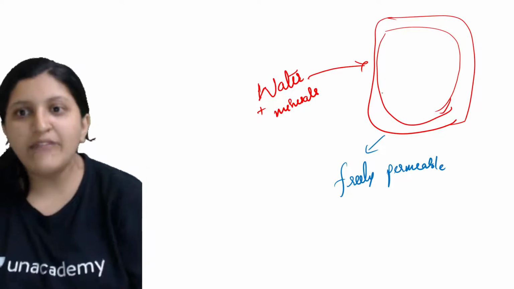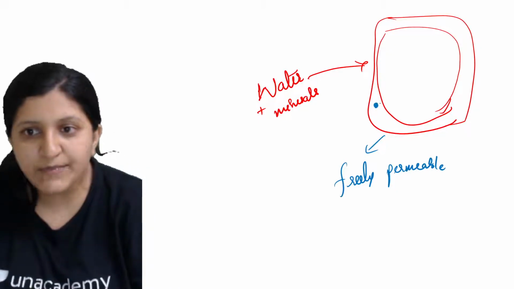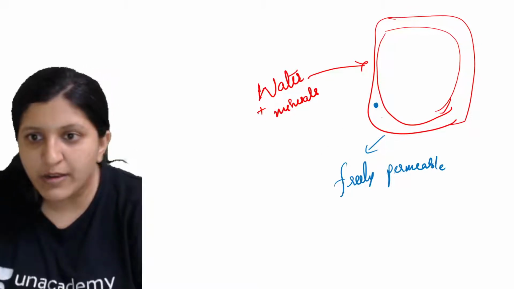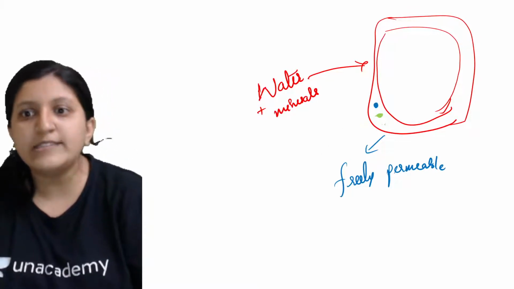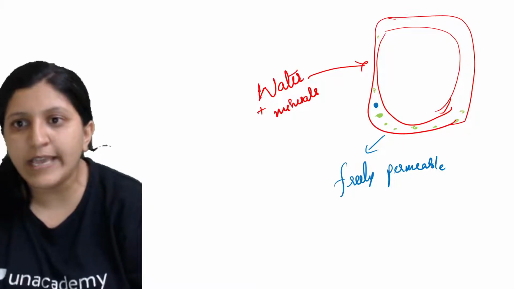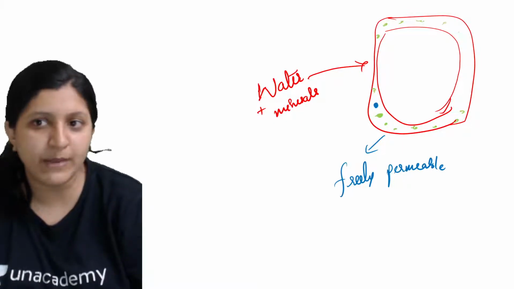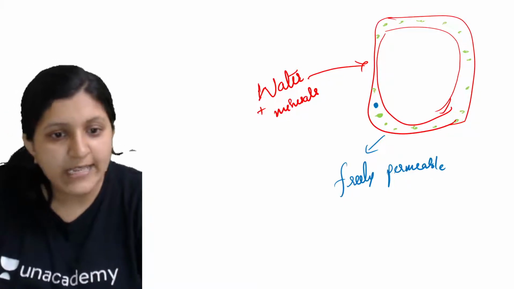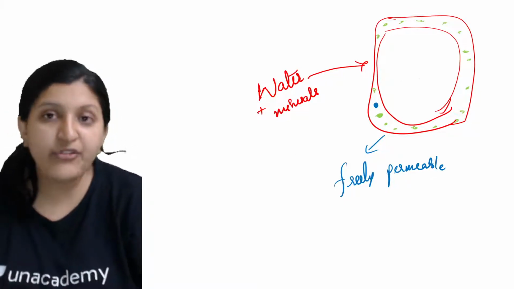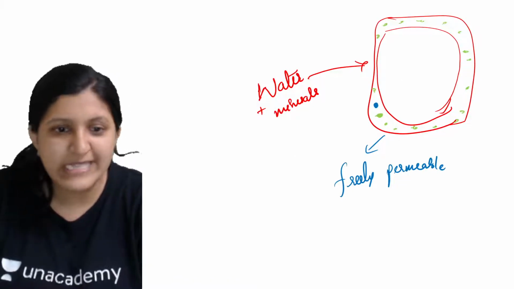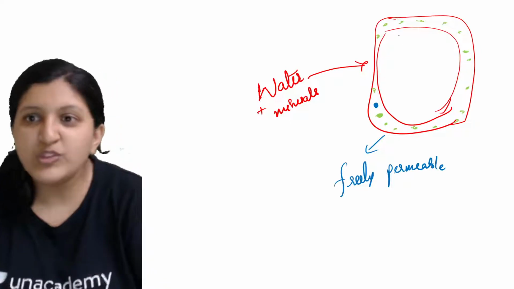It will allow the water inside, and it also allows the minerals inside. So minerals are also allowed inside. You can see minerals present here surrounding this area because it is freely permeable. Then you can also see that water is being absorbed. But if we are talking about the semi-permeable membrane, what is that semi-permeable membrane? That is the cell membrane.